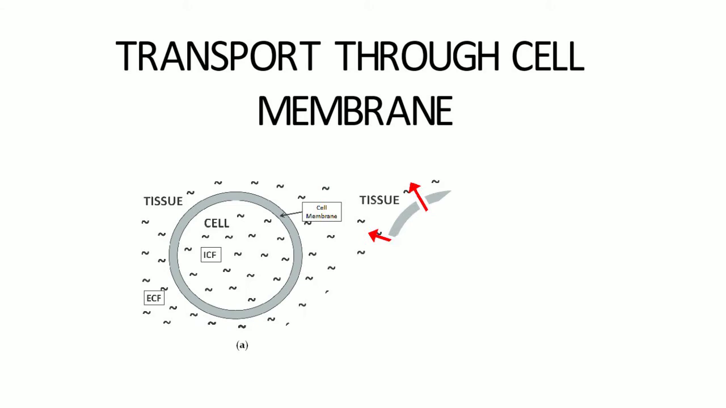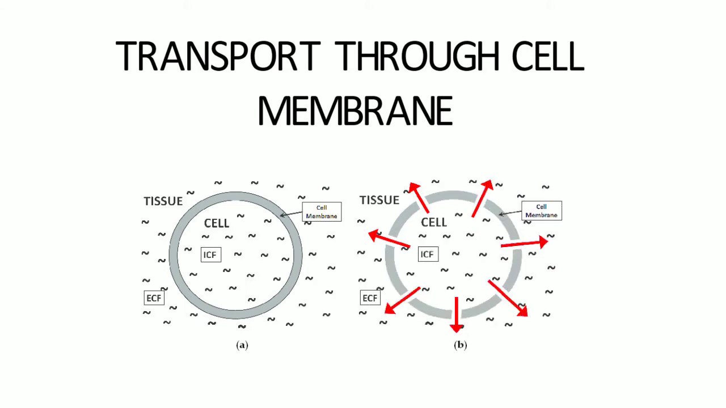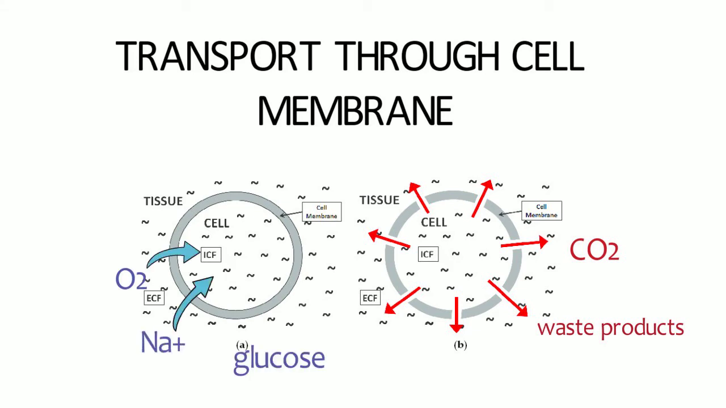Today we are going to talk about transport across the cell membrane. As we know, the cell needs to transport materials such as nutrients, water, and electrolytes, and also get rid of many unwanted substances like waste materials and carbon dioxide. And this is done by transporting materials across the cell membrane.